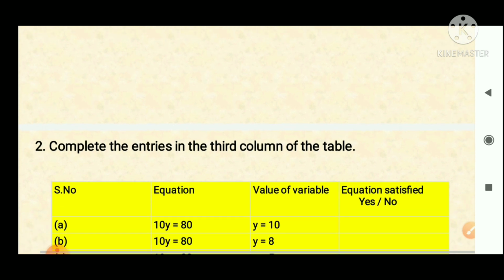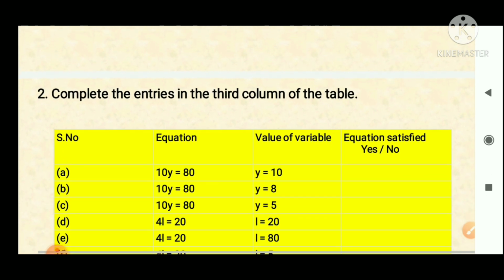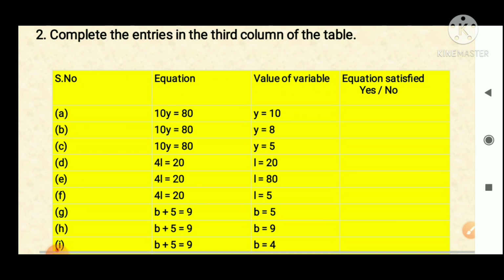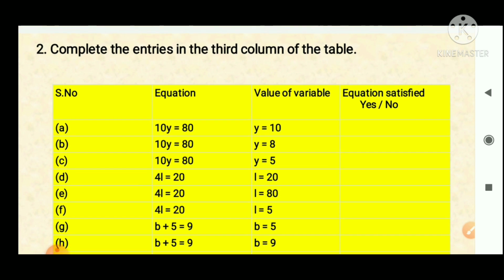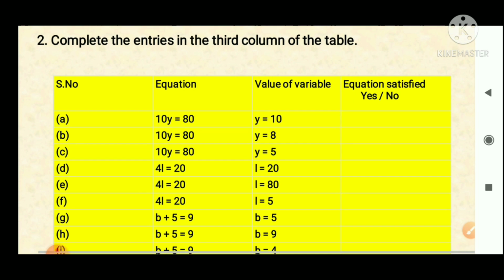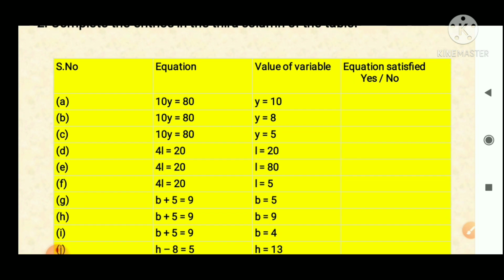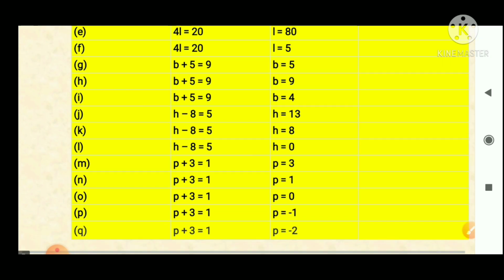Next question, complete the entries in the third column of the table. Here an equation is given, and the value of a variable is given, and we have to check whether the given equation is satisfied or not with the given value of the variable. So let's see the first equation, 10y is equal to 80. Now here we have to use the value of variable y is equal to 10.